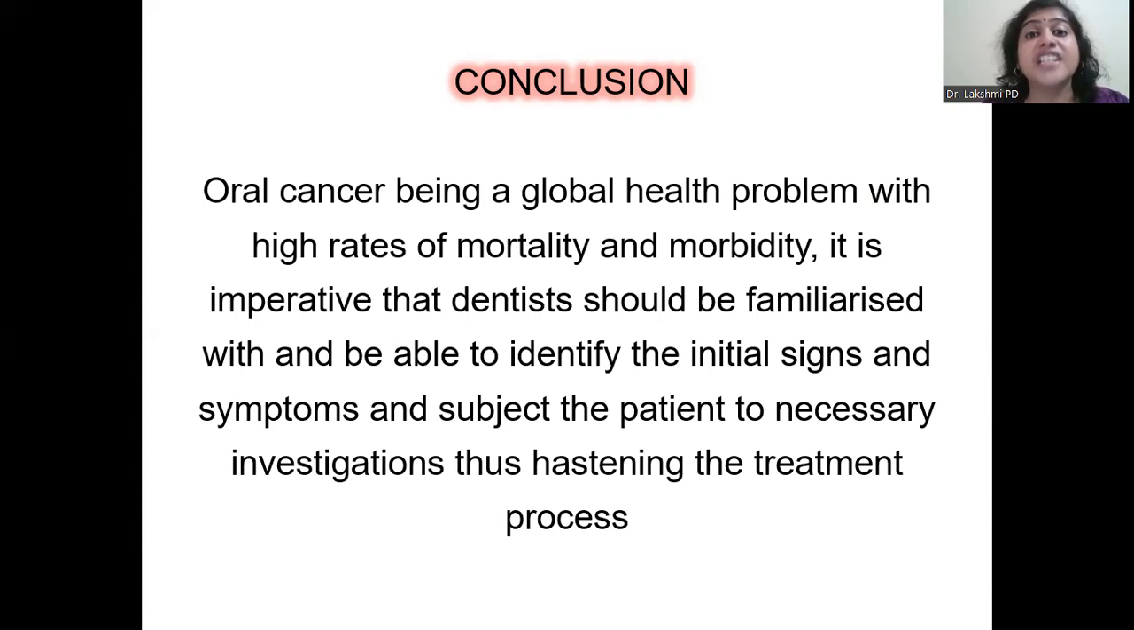You should always remember, surgery and radiation all come with disfigurement, because that's basically your head and neck region. So it causes a lot of psychological trauma also to the patient. So hastening the treatment process at the very early stages can reduce the disfigurement resulting from the treatment of oral cancer. So I hope I've made myself very clear on how important this topic is to you, not just from an academic point of view, but also in your day-to-day practice.